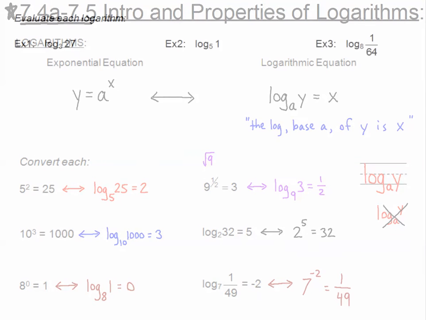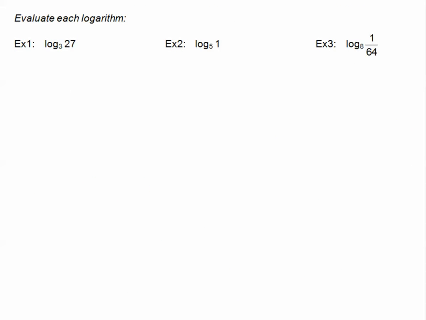That's our first objective. Our second objective is to evaluate these logarithms. So we're going to look at 3 examples of that. When it says to evaluate, we're looking for a value. You almost have the word value in there. And we're talking about evaluating a logarithm. Well, remember that a logarithm, or simply a log, is an exponent. So each one of these logarithmic expressions is representing an exponent.